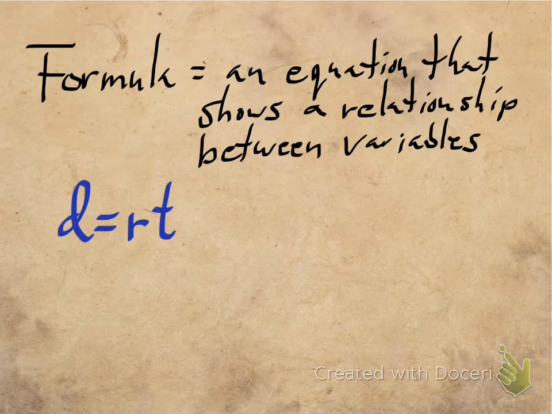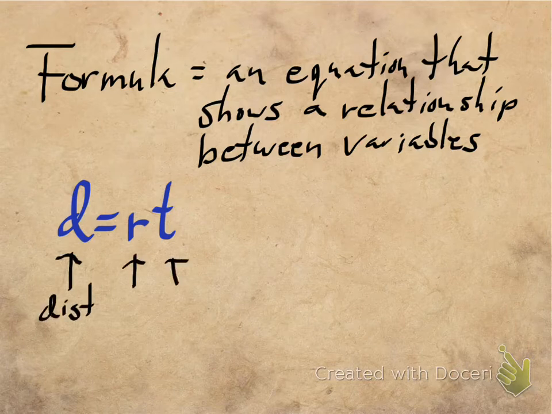Like I said, the very first example in the book, you'll find, is D equals RT. And this is a very classic equation. You use it a lot in science, especially in 7th grade science with Mr. Johnson next year. It stands for distance is equal to rate times time.